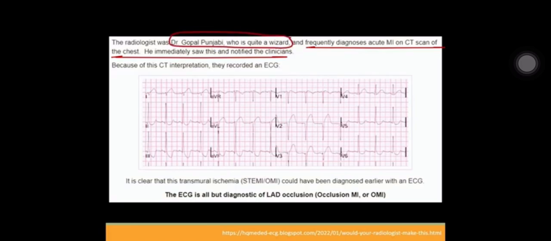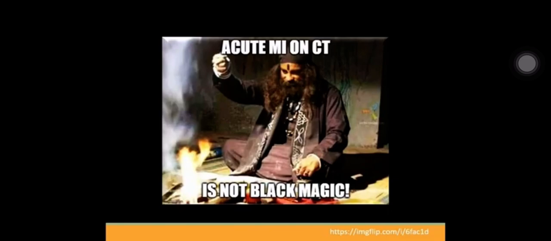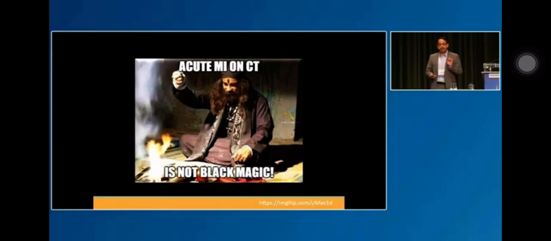But I must tell you that that is not true. I'm not a wizard, and you do not need black magic to diagnose acute MIs on CT. All you need to do is to pay really close attention to iodine maps.